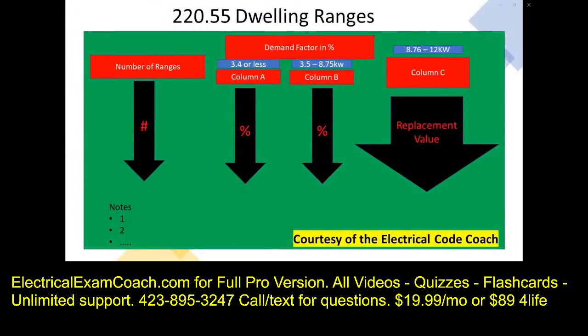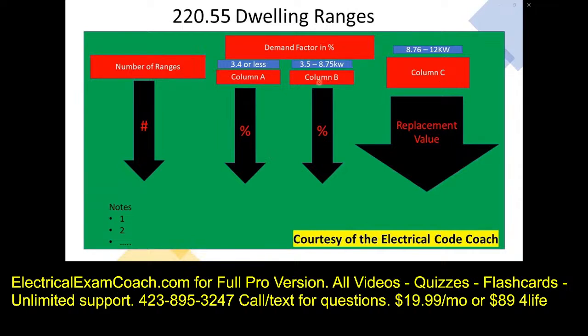When we get to table 220.55, we're going to read the black bold heading at the top of the table to make sure that we're in the right table. Then, starting on the left-hand side, we're going to find our number of ranges. 1, 2, 3, 4, 5, and so on and so forth. Then we're going to notice that there's 3 different columns. They're really in 2 different groups.